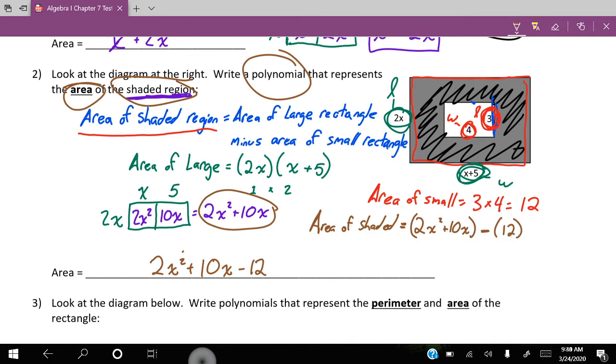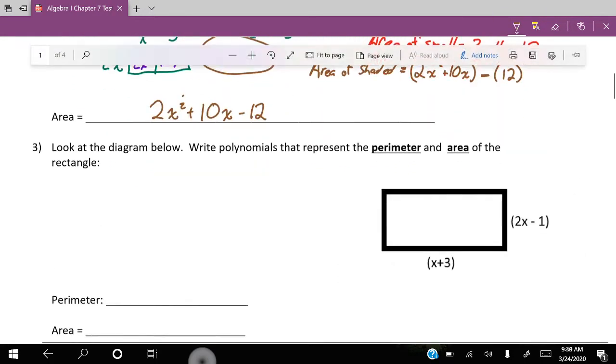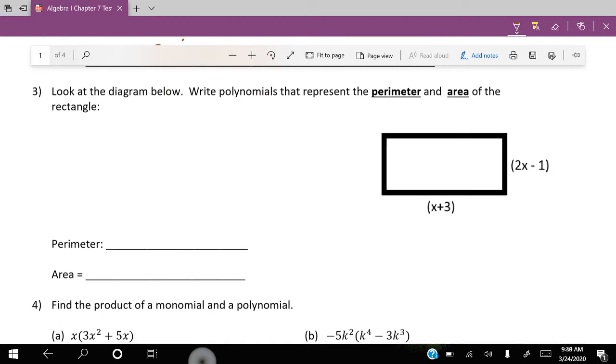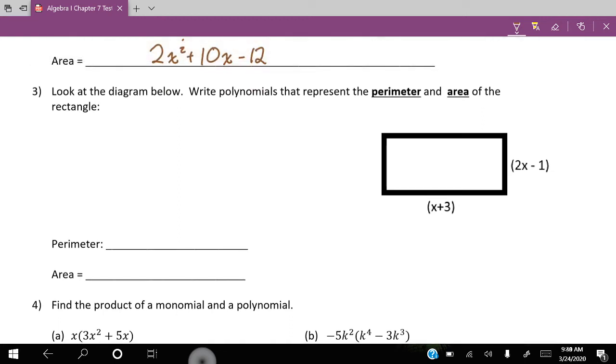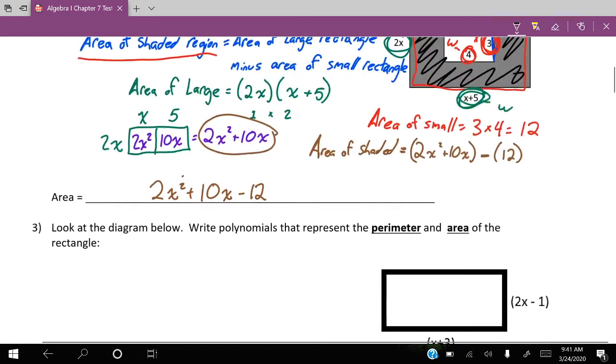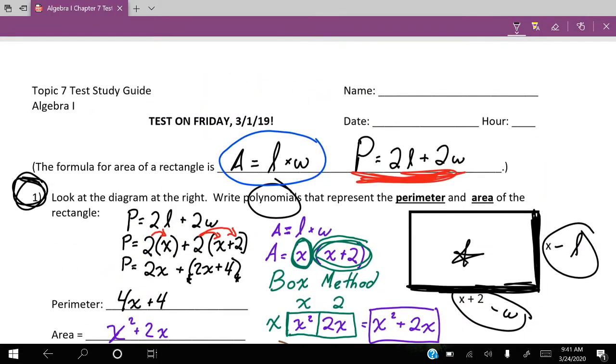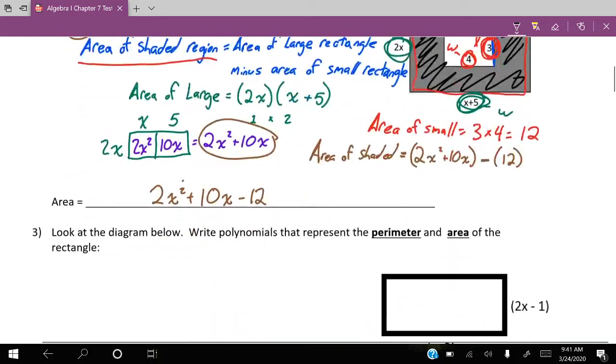Let's go ahead and look below. So number 3 is very similar to number 1 above. It says, write polynomials that represent the perimeter and area. I'm going to do this one a bit faster because we've already done something like this. The first thing I want to do is remind myself of the equations. So looking back, area is length times width, perimeter is 2 times the length plus 2 times the width. I'm going to start with perimeter.